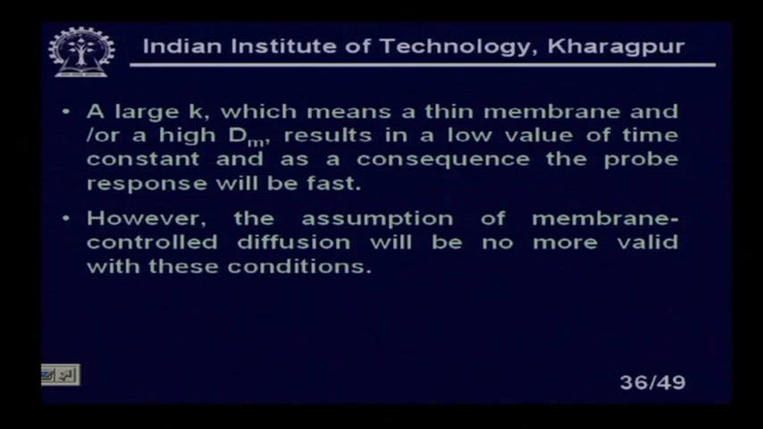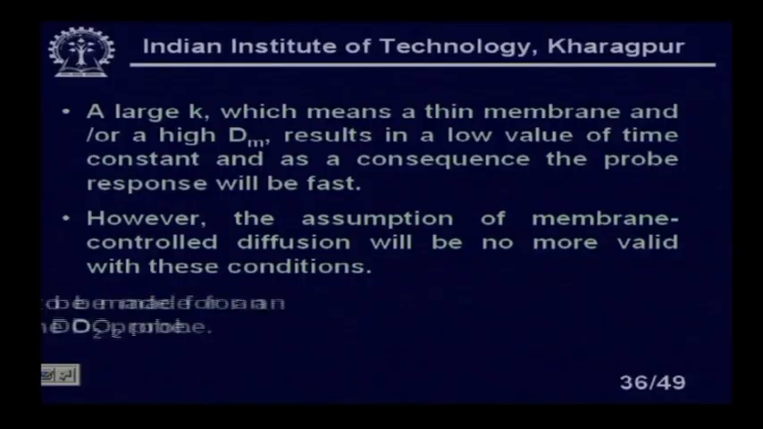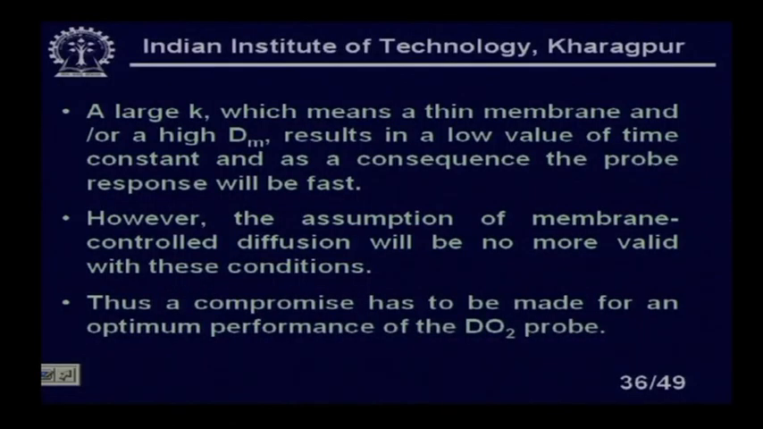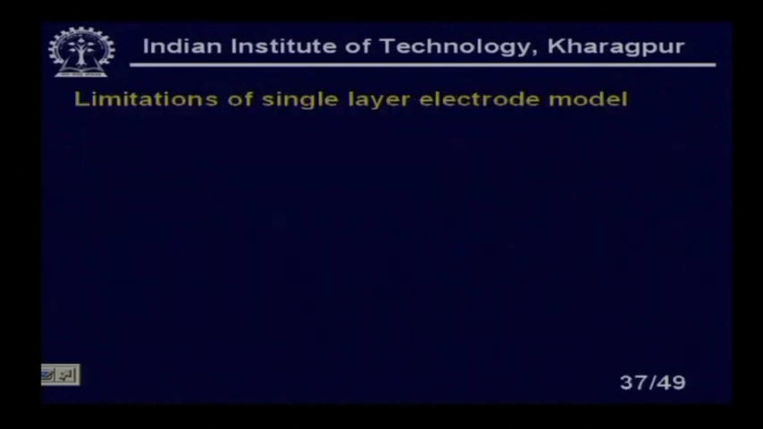However, the assumption of membrane-controlled diffusion will no longer be valid in these conditions. It is very contradictory. On one hand, the time constant should always be lower for any instrumentation system, for any sensor; lower is better. Thus, a compromise has to be made for an optimal performance of the DO2 probe.